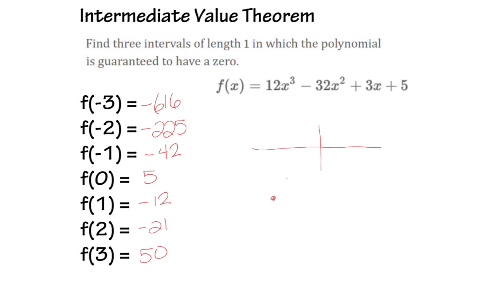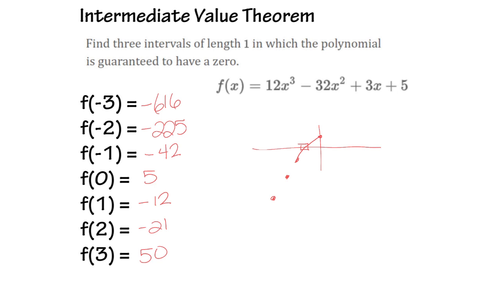-2, -225, still way, way, way down here. -1, -42. But right here, when I got to 0, now my y value is 5. Something key just happened there. The y value went from being negative to being positive. And the only way that you can get from here to here is if you have a point in between, and specifically the point I'm looking for is that one right there.